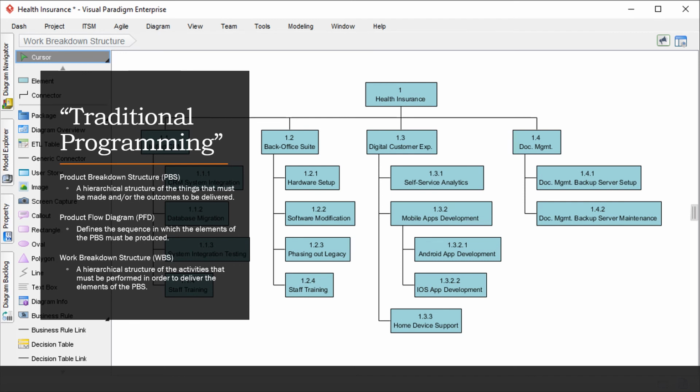In traditional or structured project management frameworks, programming is performed largely at the very start of the project. A product breakdown structure is defined that outlines all the deliverables and outcomes that the project will need to deliver. A product flow diagram then places the elements of the product breakdown structure in sequence, and a work breakdown structure is then created that identifies all the activities that must be performed to deliver all the elements previously identified.